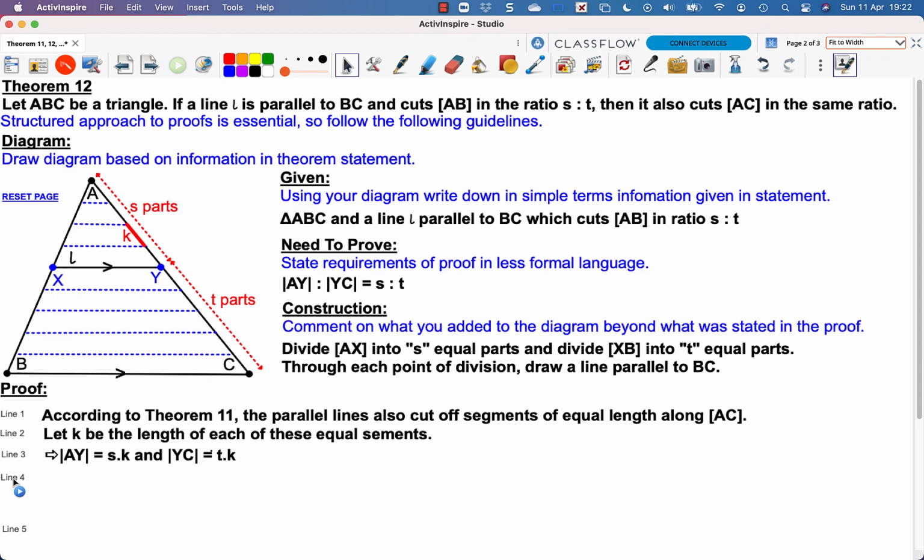Line 4, well, what do we now know? We're actually going to start the proof now. We're going to look at the ratio of AY to YC. Well, we know that AY is equal to S times k, and we know that YC is T times k. So we know that can be rewritten as this. We know this is a ratio, so we're allowed to divide across by the same number, and the number we're going to choose to divide across by is the common factor, which is k, leaving us with S to T. So we've now proven that the ratio of AY to YC is in fact S to T. So all that leaves us to say now is that the proof follows.